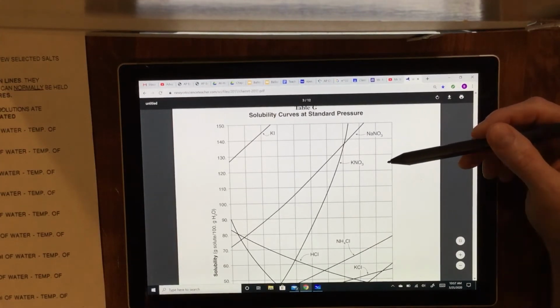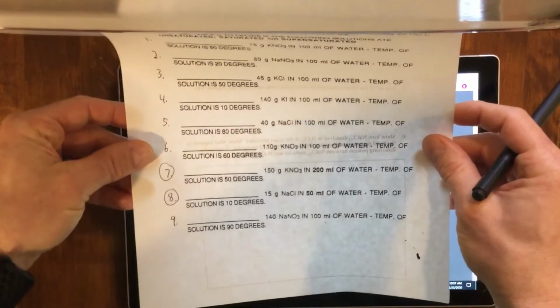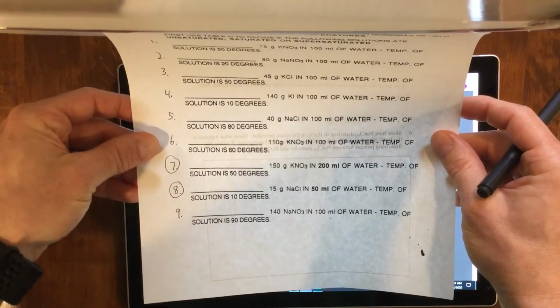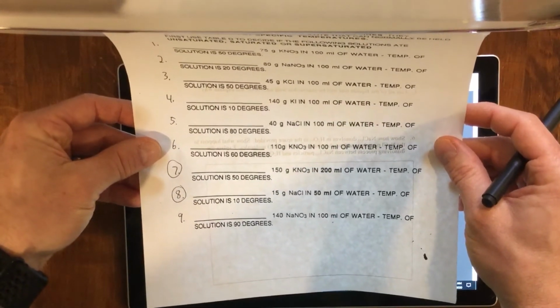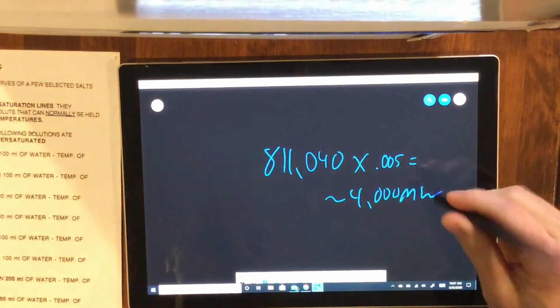All right. So now for number 7 and 8 here, quick. 7, it's 200 mils of water, and 8, it's 50. So here's the best way I can kind of show you this here.